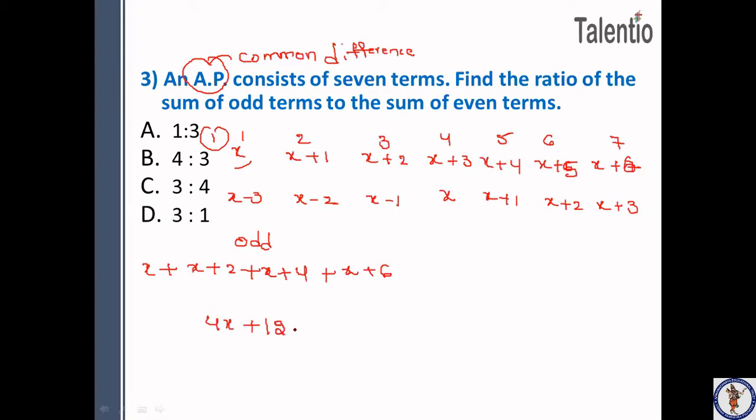Okay. Now, what about the sum of even terms? So what is the sum of even terms? x plus 1 plus x plus 3 plus x plus 5. It is 3x plus 5 plus 3, 8, 8 plus 1, 9. Now they're asking the ratio between these two terms. So what is the ratio between these two terms? So 4x plus 12 is to 3x plus 9. So what is the ratio between these terms?